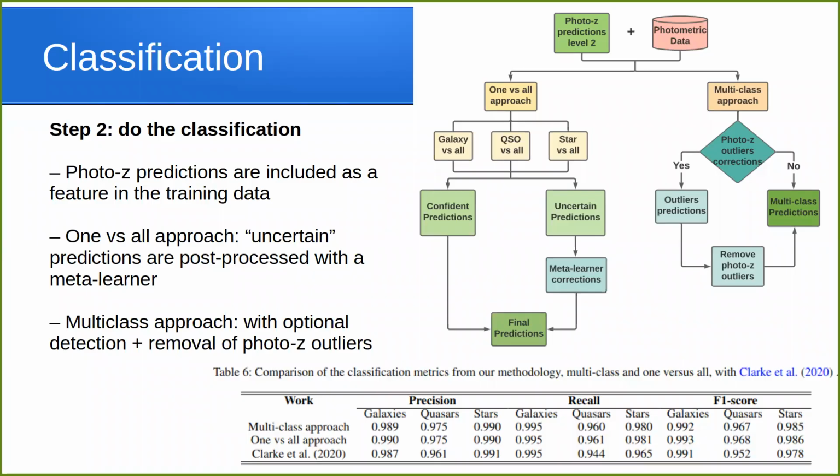They go through to the right branch, where you have a meta learner, which basically trains a new model to try to correct such individuals, correct the problem. And these go through to the final predictions.